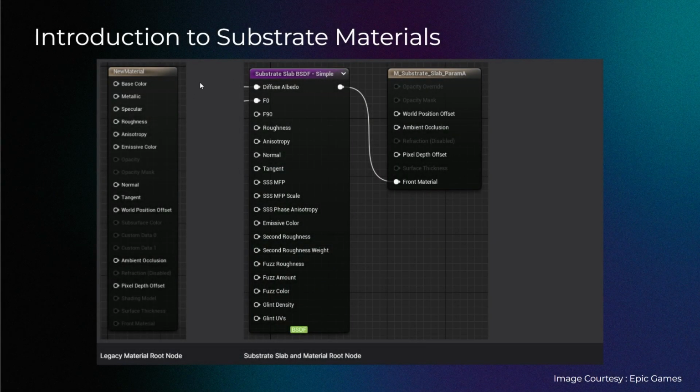On your screen, as you can see, on the left-hand side we have the legacy material root node, and on the right-hand side we have the substrate slab and material root node. We can clearly see that in the previous one, we have metallic and specular inputs in the material node. And in this new substrate slab, we have F0, F90 and a few others like SSS MFP, SSS MFP scale, SSS phase anisotropy and many others.